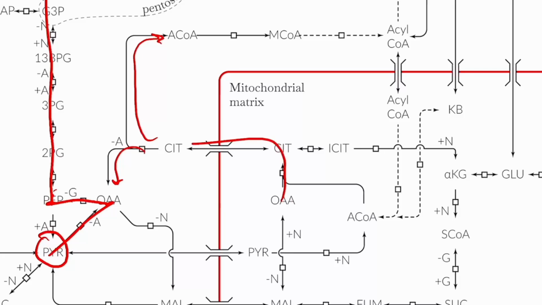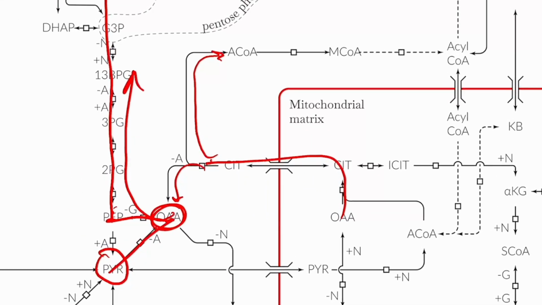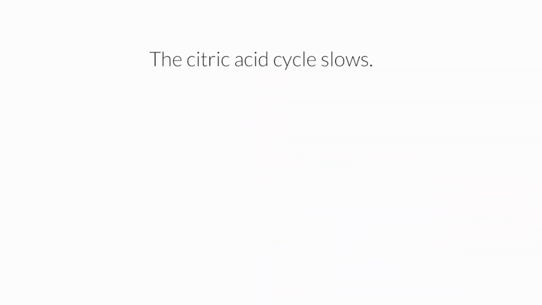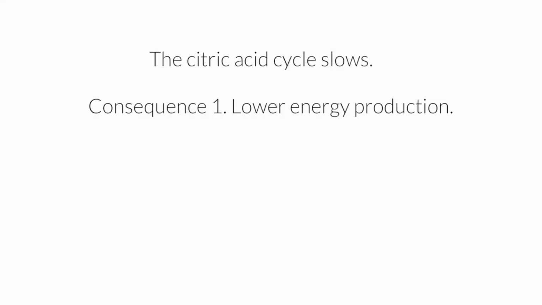But what we're basically doing is, if we're running gluconeogenesis hard enough, if we're dragging enough mass in this direction, if our flow is in this direction all the way, what that is going to lead to is a depletion of citric acid cycle intermediates, and it's going to lead to a specific depletion of this oxaloacetate because it had the lowest concentration to begin with. So when a liver cell is running gluconeogenesis, it depletes the mitochondrial oxaloacetate even further. That means that the citric acid cycle slows down, which has 2 consequences.